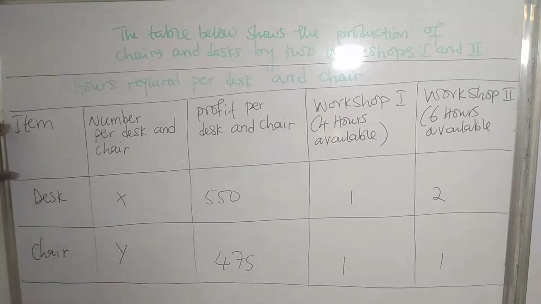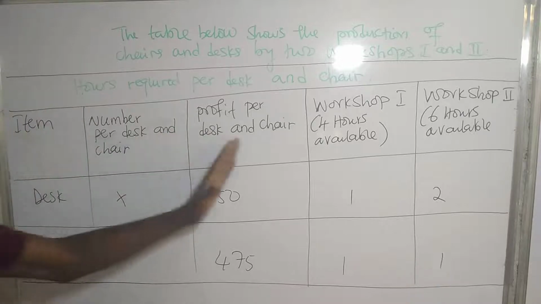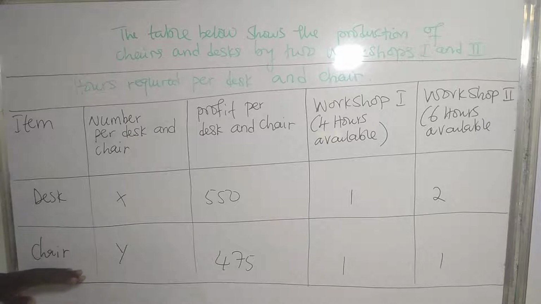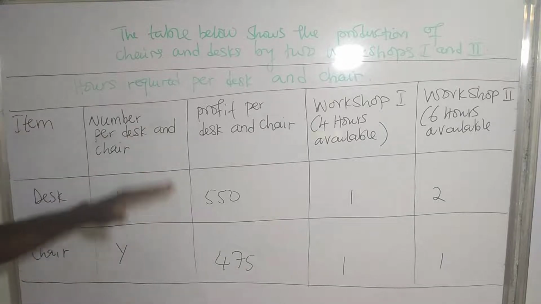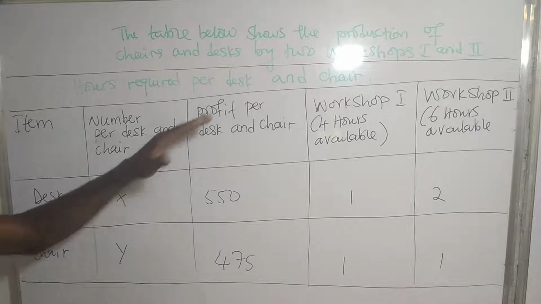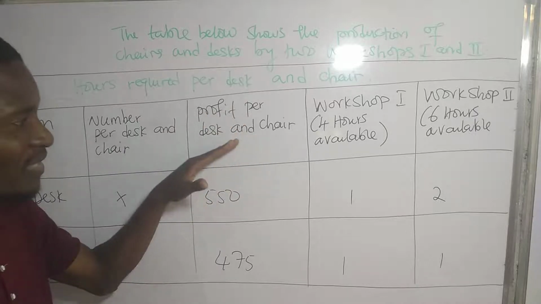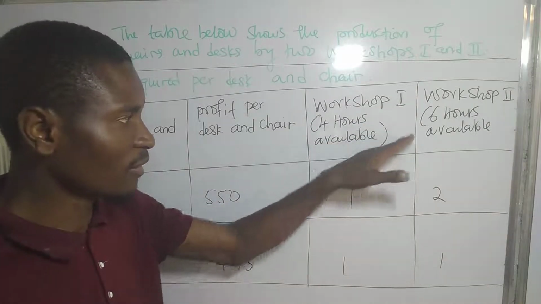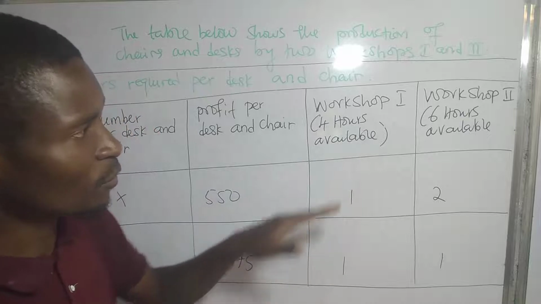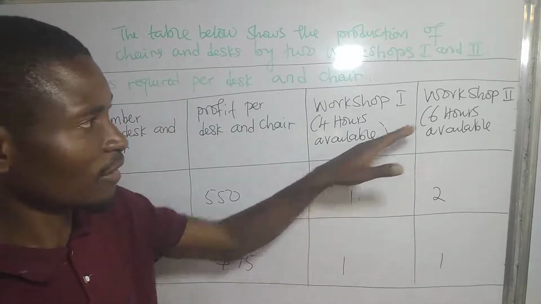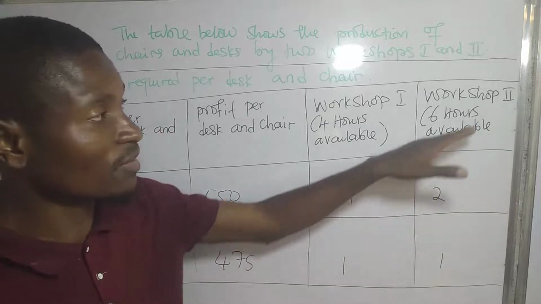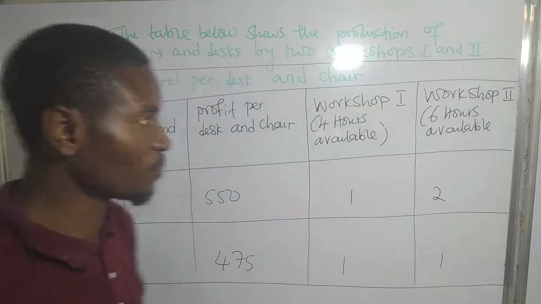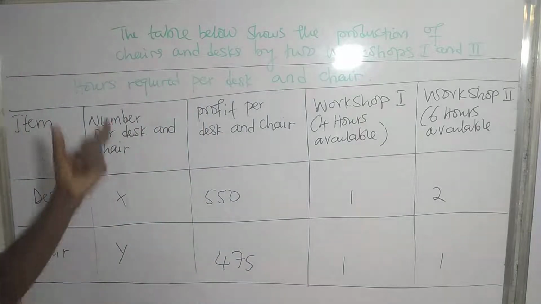Now you can see how many columns we have: 1, 2, 3, 4, 5. The first is the item we are dealing with, desk and chair. The second column is the number per desk and chair, the third column is the profit per desk and chair, the fourth column is workshop 1, where 4 hours is available, and the fifth column is workshop 2, where 6 hours is available.